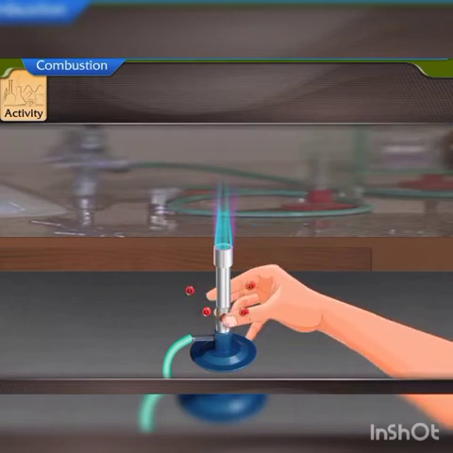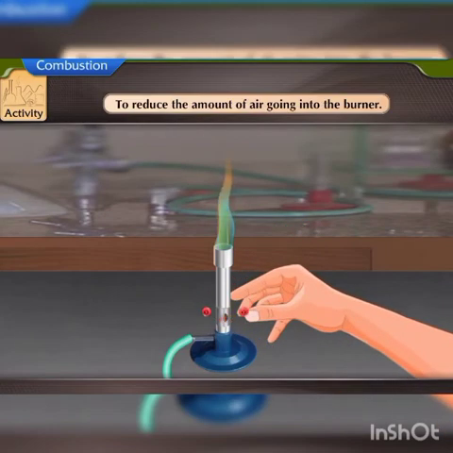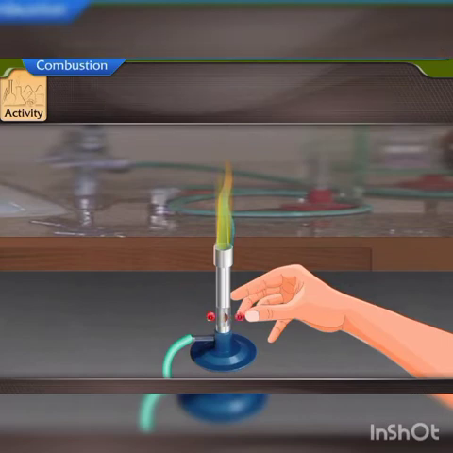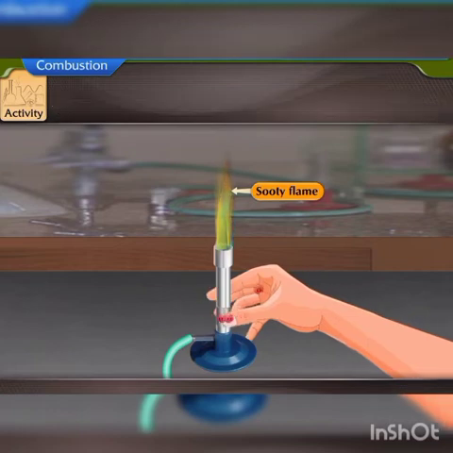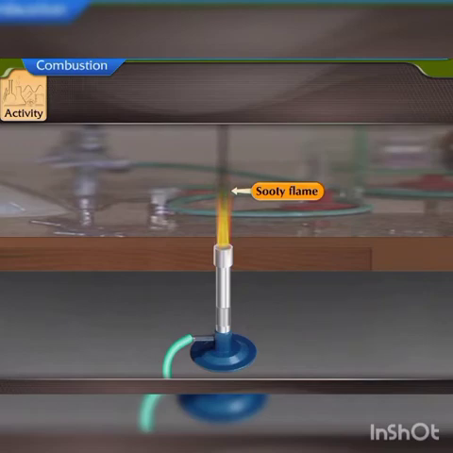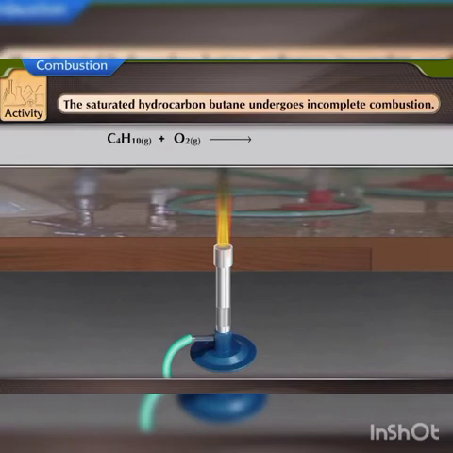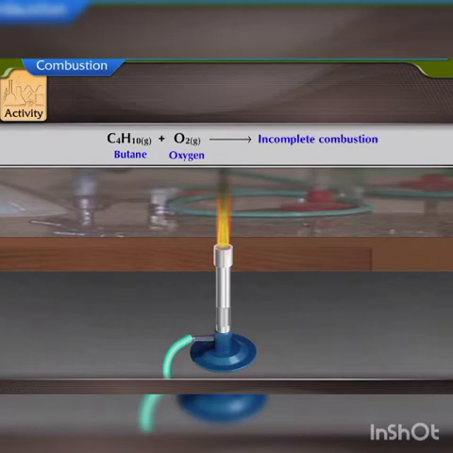Now, make the air holes smaller and smaller to reduce the amount of air going into the burner. As we go on reducing the amount of air going into the burner, the butane gas present in the burner starts burning with a sooty flame. When the air hole is completely closed, the gas burns with a highly sooty flame, producing a thick black smoke. In this case, the saturated hydrocarbon butane undergoes incomplete combustion. The color of the flame is yellow.